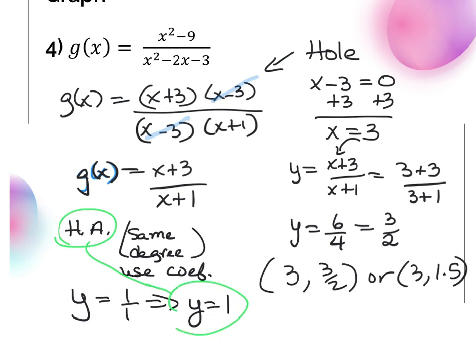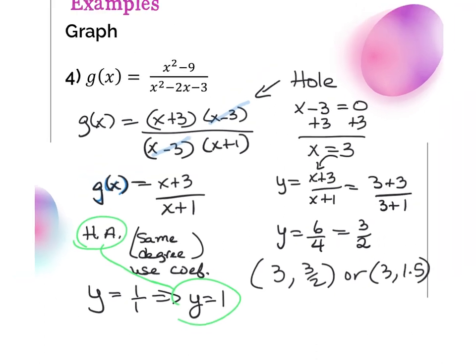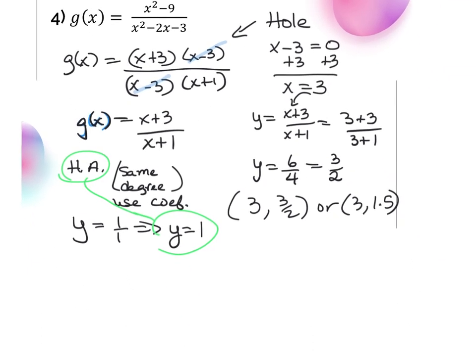Now I'm going to do the vertical. Remember, for the vertical, you set the denominator equal to 0. Well, in order to do that, we would have needed to factor it. So here, actually, we're going to take the simplified fraction. So we're going to take x plus 1, set it equal to 0.